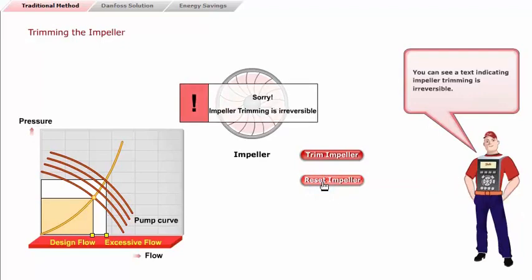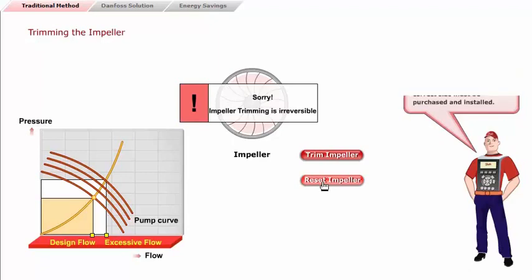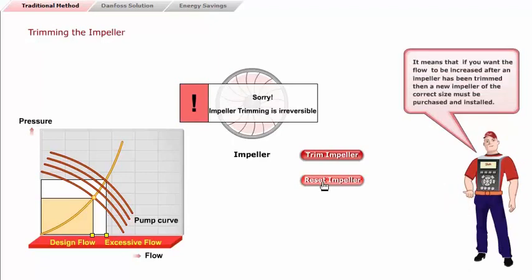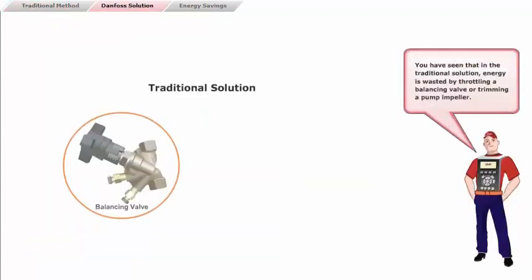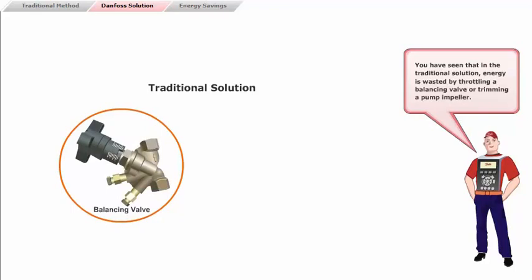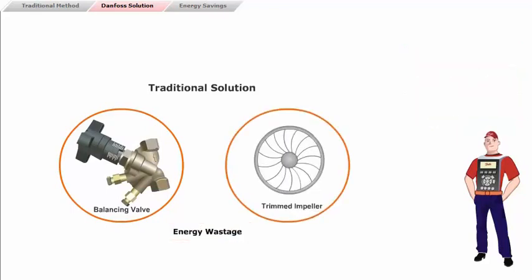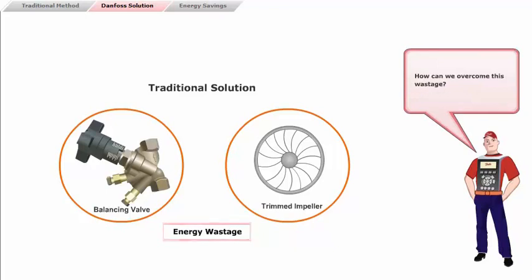You can see a text indicating impeller trimming is irreversible. It means that if you want the flow to be increased after an impeller has been trimmed, then a new impeller of the correct size must be purchased and installed. You have seen that, in the traditional solution, energy is wasted by throttling a balancing valve or trimming a pump impeller. How can we overcome this wastage? That is where the Danfoss solution comes into play.